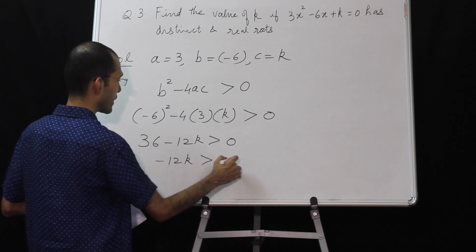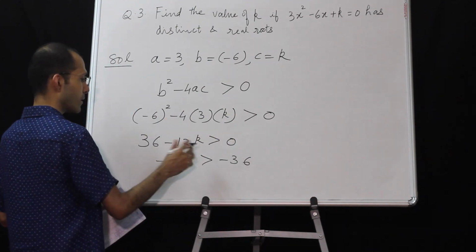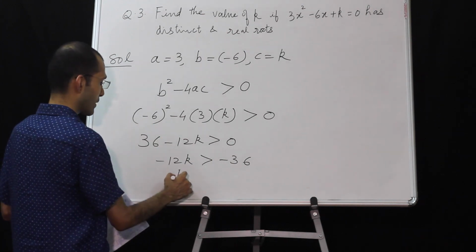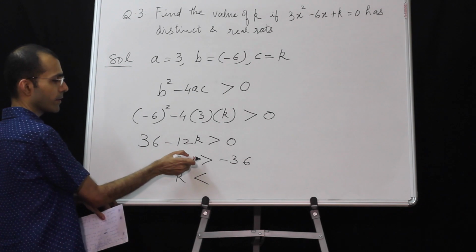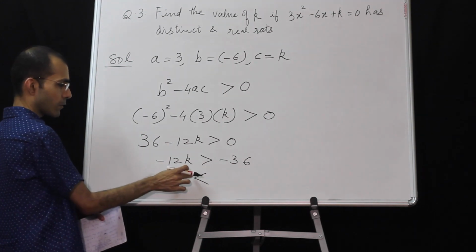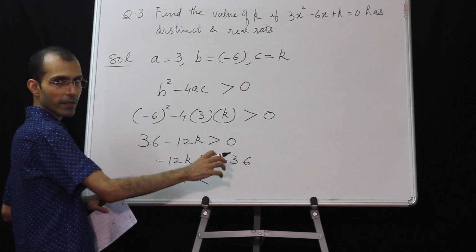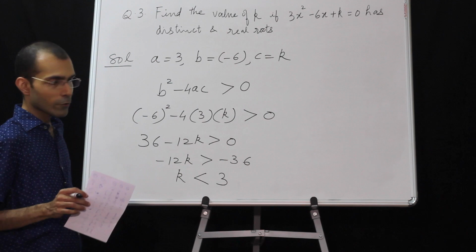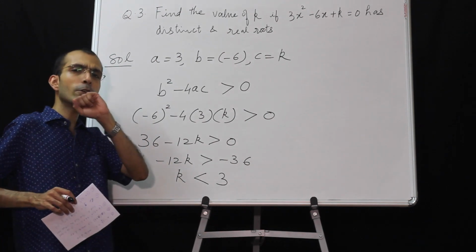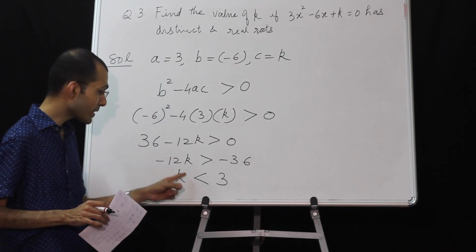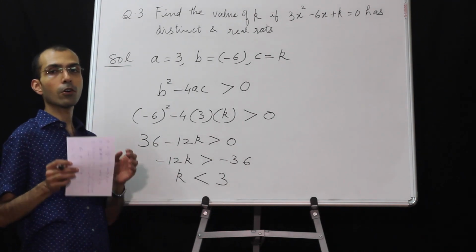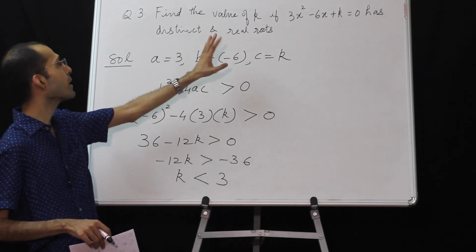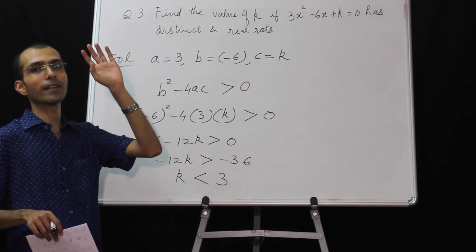Minus 12k will be greater than minus 36, transposing it here. Two negatives are cancelling, so the inequality will reverse. So k will be less than. Here the open mouth is towards k. Now the closed mouth will come towards k and minus 12 will go down. So k is less than 3. So for all values of k less than 3, this equation will always give you distinct and real roots.